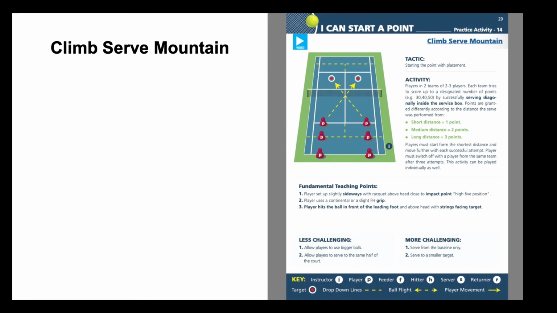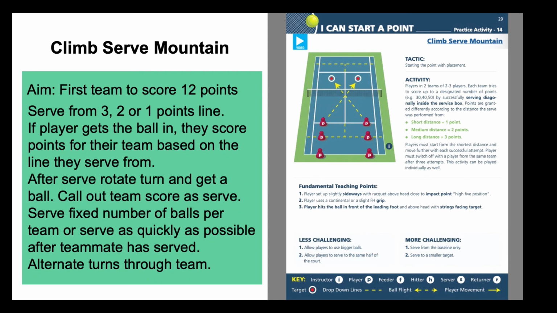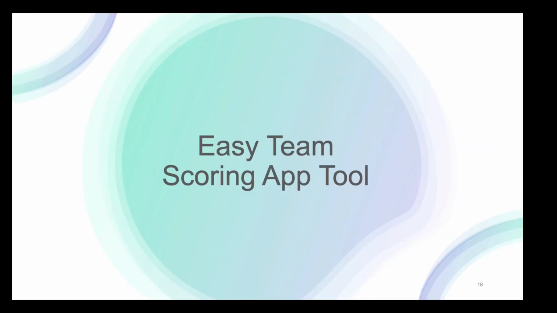Climb, serve, mounting. This is a game that really works on lots of serving in a team atmosphere. And the goal here is you decide where to serve from. So you get more points from further back, and you get less points from closer to the net, but you're trying to score points for your team, in this case first to 12 points, and every time you get the ball in, you win a point. However, you could aim towards a target to make it more difficult, and if someone is very successful in the first round, when they come back, you can reduce the court space that they can serve into to score points.